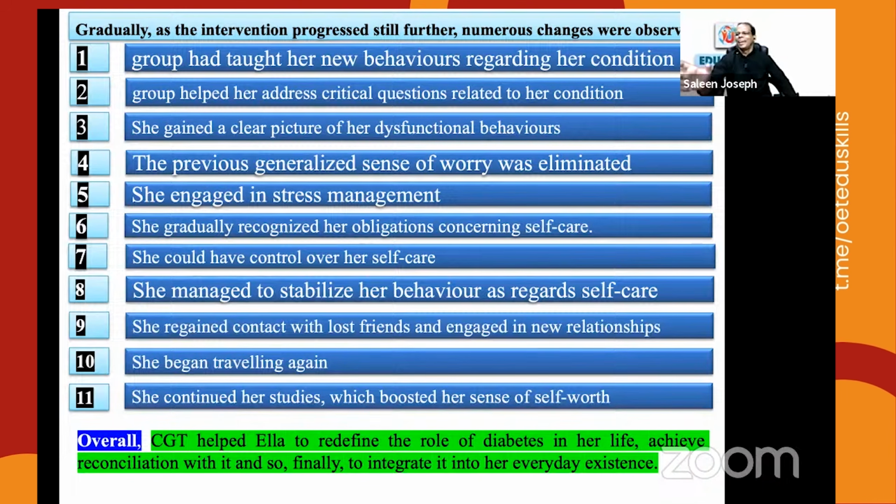See, that controlling idea is explained. Nothing else is given in this paragraph. At the end, the conclusion said, overall, CGT helped Ella to redefine the role of diabetes in her life, achieve reconciliation with it, and so finally to integrate it into her everyday existence.